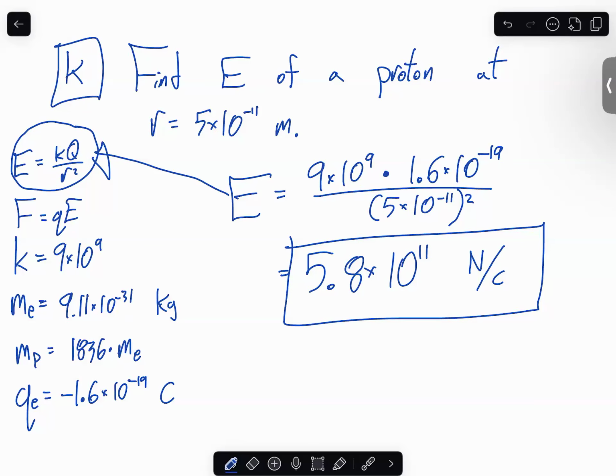Capital Q is the source charge. By asking for the field of a proton, the proton is causing the field, so it is the source charge. So the strength of the proton is what's important here. How strong is a proton compared to an electron? Exactly equal strength, opposite sign. I tell you the charge on an electron, so that's what matters for the calculation. So twice.